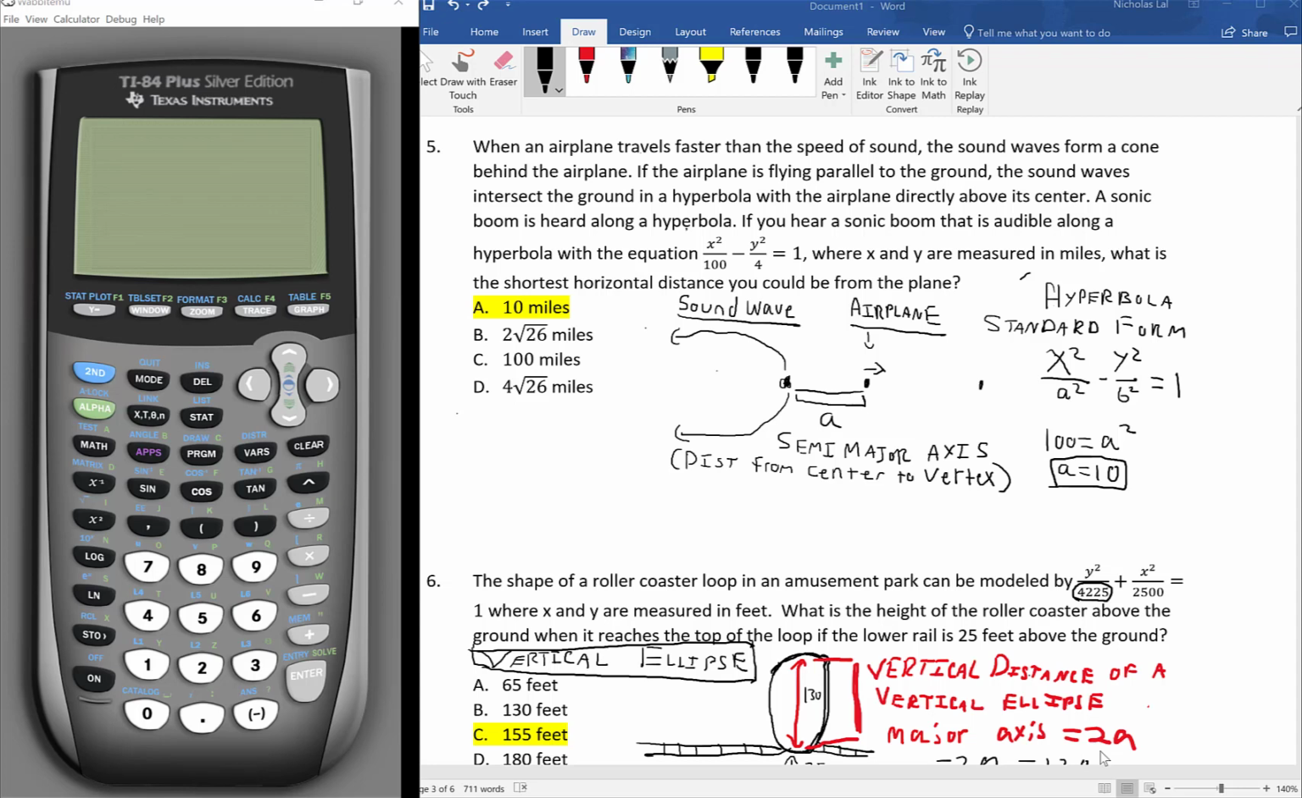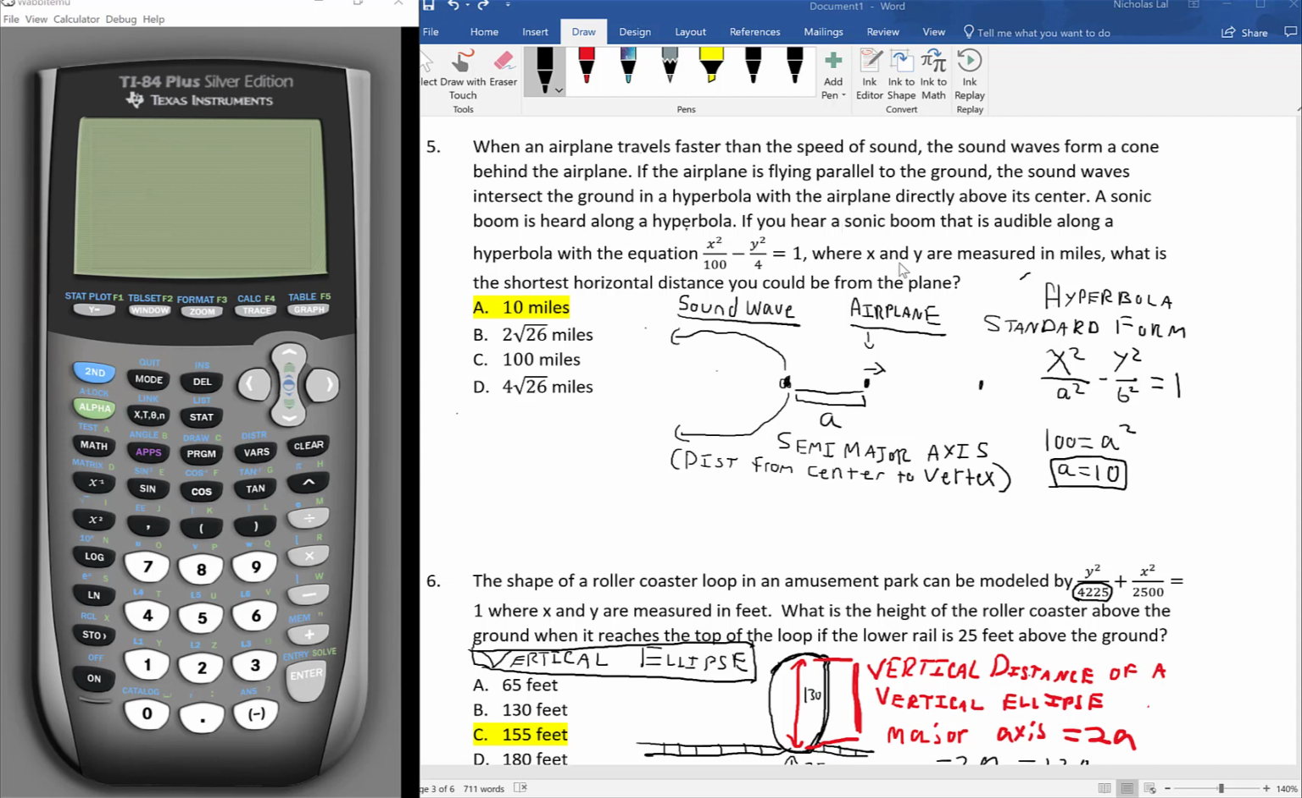Hello, pre-calc students. Continuing on with question 5 in the conics section. When an airplane travels faster than the speed of sound, the sound waves form a cone behind the airplane. The airplane is flying parallel to the ground, and the sound waves intersect the ground in a hyperbola with the airplane directly above its center. Sonic boom is heard along a hyperbola.